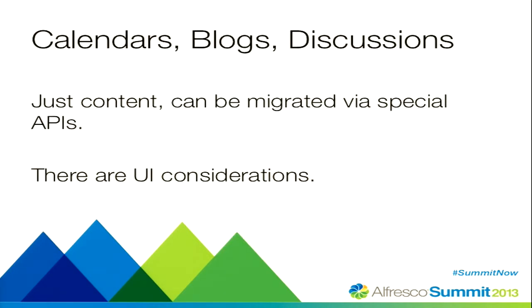Okay, calendars, blogs, discussions. So there's two pieces. Now we're starting to get into the application level stuff. There's actually two pieces to each of these. There's API, so the migration is actually not that hard because there's just APIs for it. However, they all have a UI component. In Alfresco, you can only have one blog, one calendar per site. So in SharePoint you can have multiple.